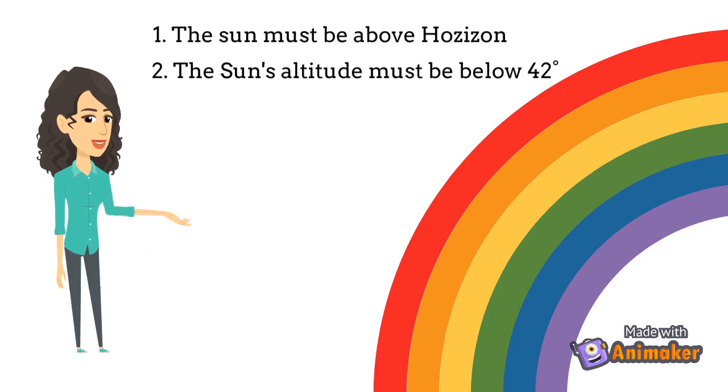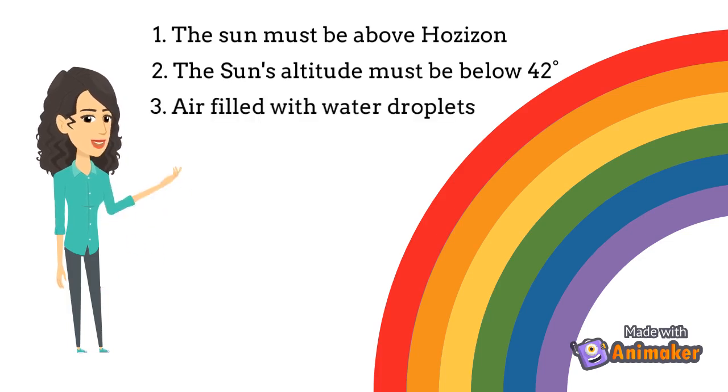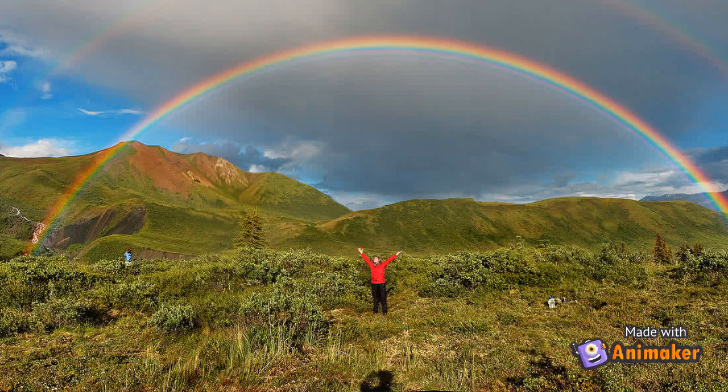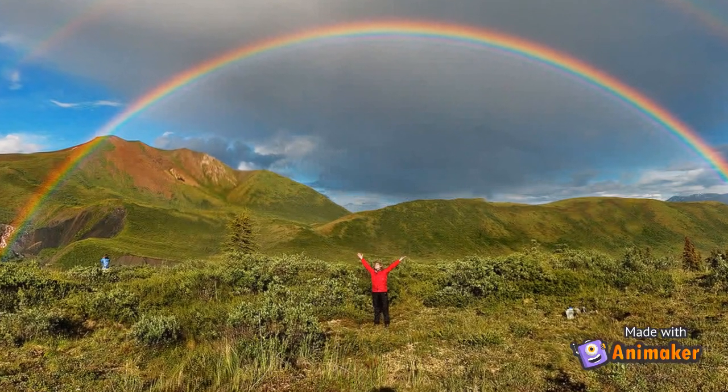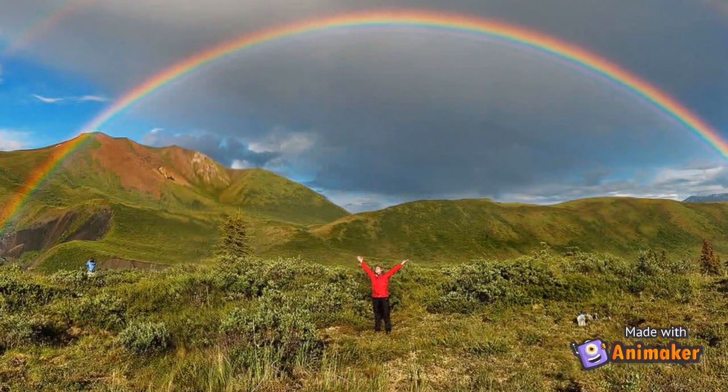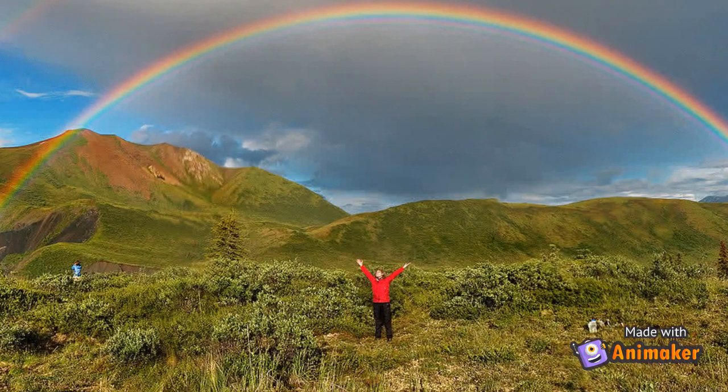The air opposite the sun, as seen from your position, must be filled with a large number of water droplets. Rainbows always appear in the sky opposite to the sun. So, if you have your back to the sun, the rainbow will arch across the sky in front of you.